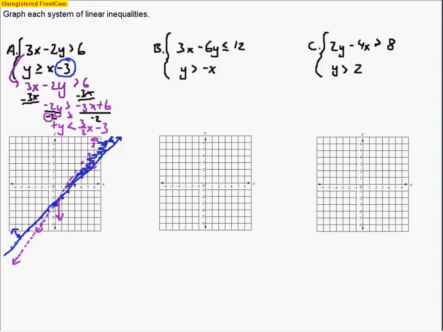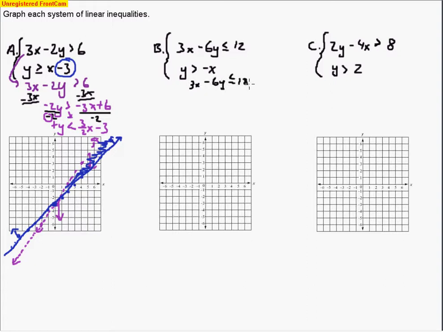Well, here's another problem to try that's similar to that. It has, again, another equation that we need to solve for y. So let's go ahead and rewrite that equation. So 3x minus 6y is less than or equal to 12.